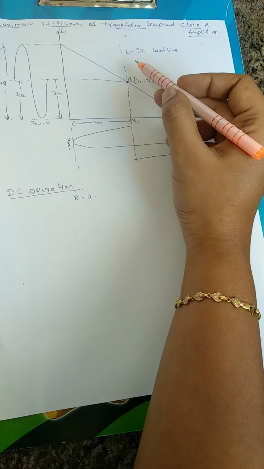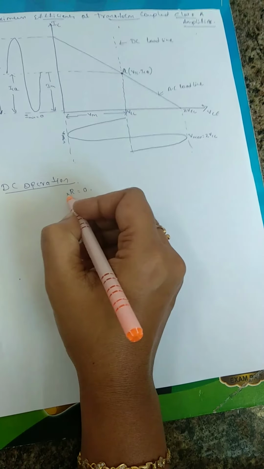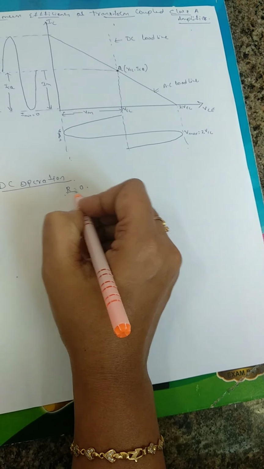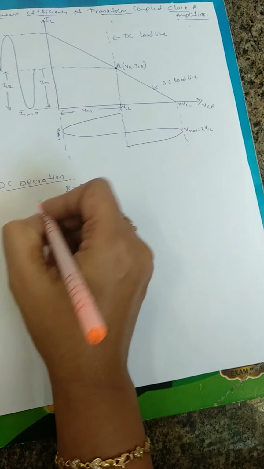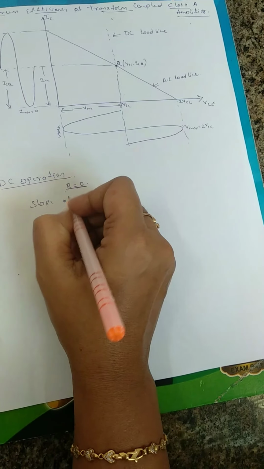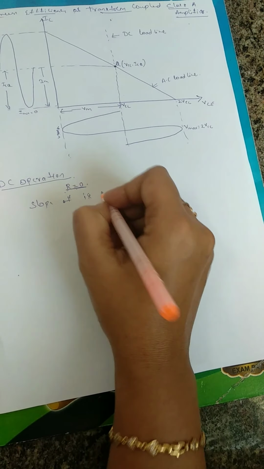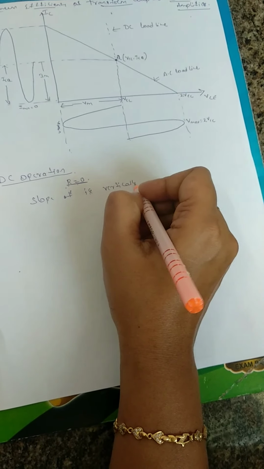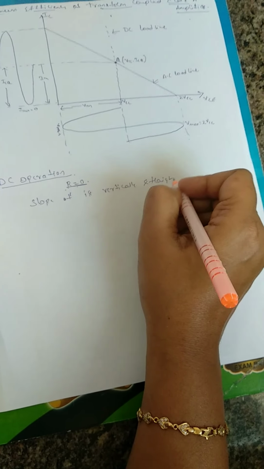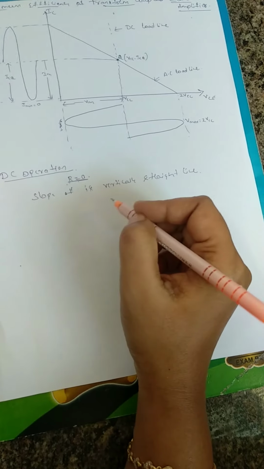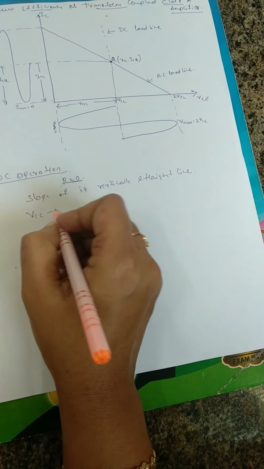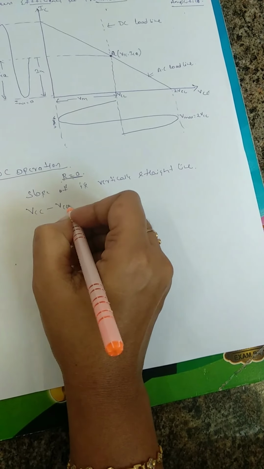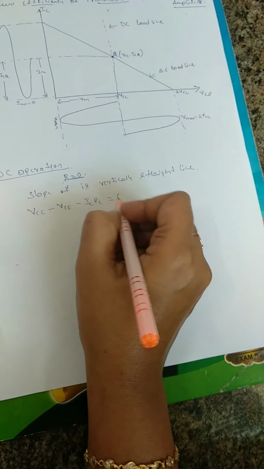So for the ideal condition, the winding resistance R is equal to 0. Since R is equal to 0, the slope is just a vertically straight line. Okay. So if we apply Kirchhoff's law to the output circuit, we know the equation VCC minus VCE minus ICRC is equal to 0.